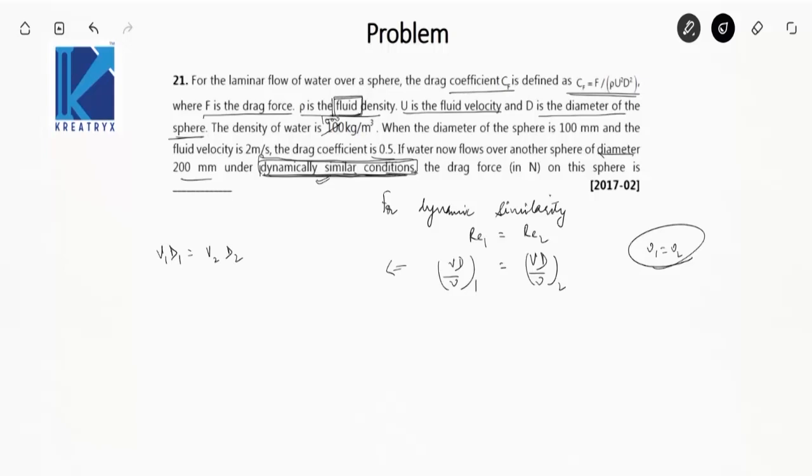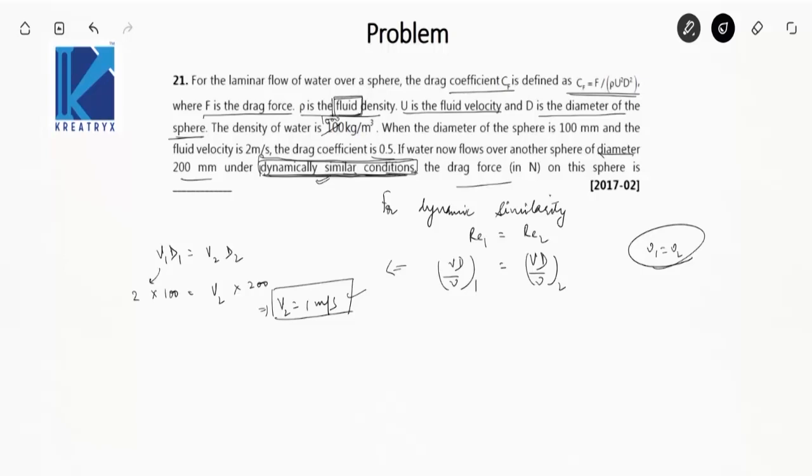V2 d2. Okay, so V1, what is V1? V1, that is when the water is flowing over the sphere of 100 diameter. It is given as 2 meter per second. Diameter is 100 mm. V2 we have to find out in the second case, when the water flows over the sphere of diameter 200 mm. Diameter will be 200. That implies V2 will be equal to 1 meter per second. Now we get velocity of the water flowing over the sphere of diameter 200 mm is 1 meter per second. Now what we have to find?